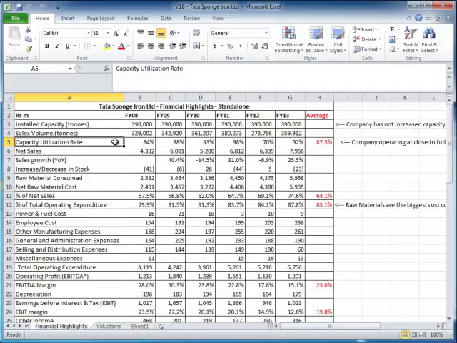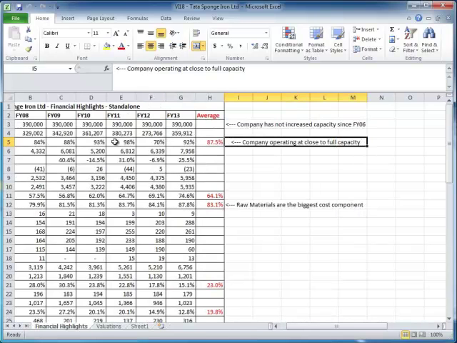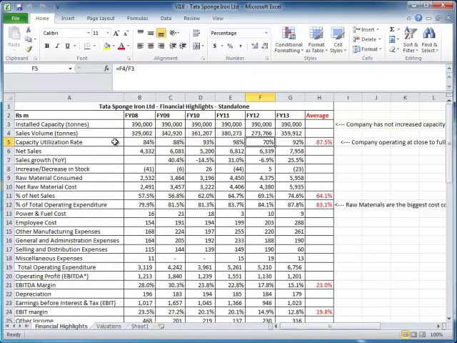Then we have the capacity utilization rate, which is essentially looking at how many tons they actually make and sell versus their capacity. And we can see here that they're operating close to full capacity. So their average is 87.5%. And in the most recent fiscal year, they operated at 92% of their capacity. It was lower in 2012, but then again very high in 2011. So the first important points we want to note are that the company has not increased their capacity in 6 years, and they're also operating at close to their full capacity.